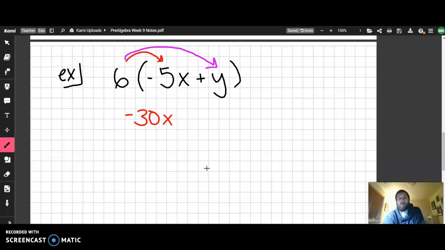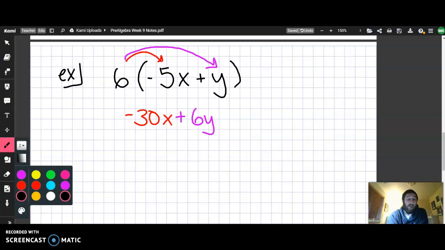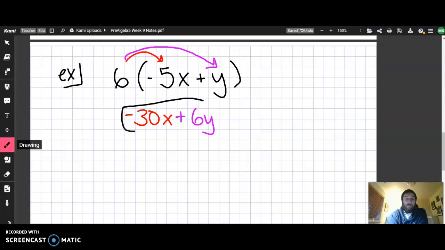For our y, 6 times y, well, that's just it. It's just 6 times y. Because we can't combine it anymore. It's not like they're numbers. Multiplication is just represented without a symbol. And so 6 times y is 6y. And ladies and gentlemen, that is the simplified version of that distribution. That's as far as we can go.